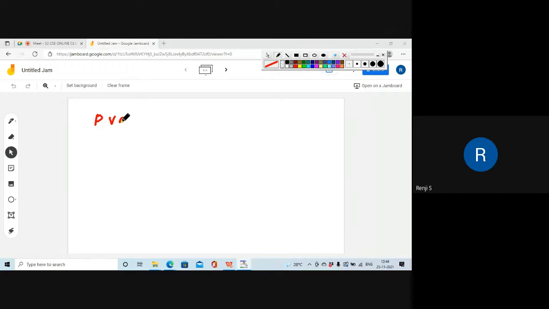P or Q implies R. Solve this. Did you get the answer?